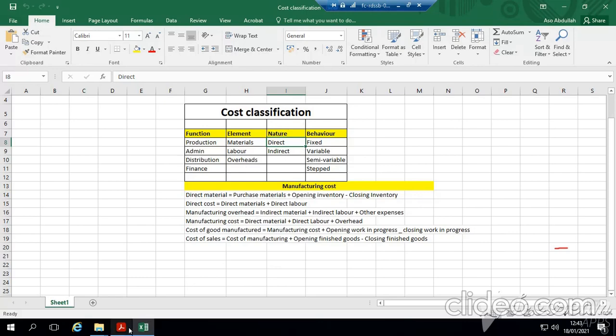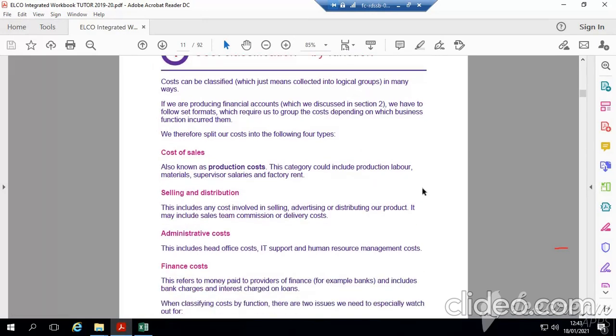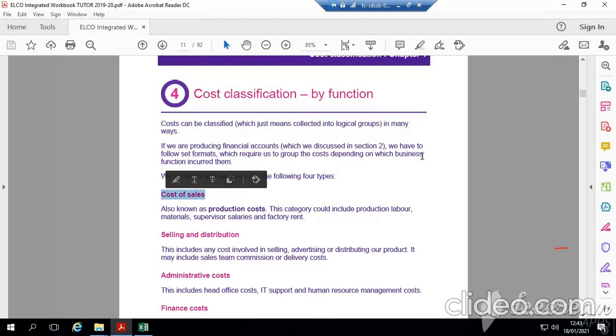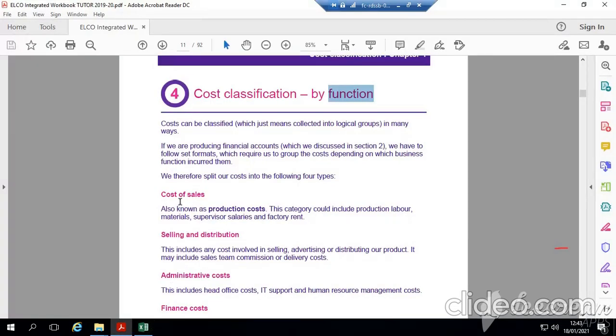So we therefore separate the cost into the following types. Cost of sales, the first one by function. By function, we have production, admin, distribution, and finance.